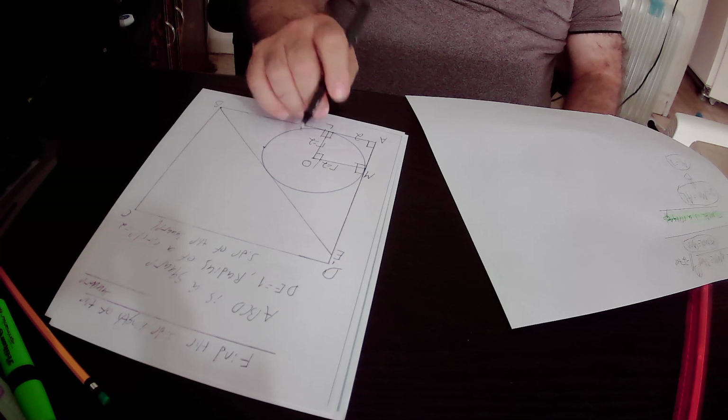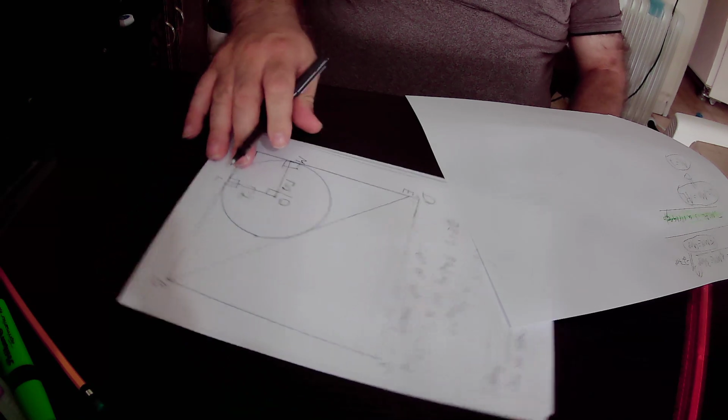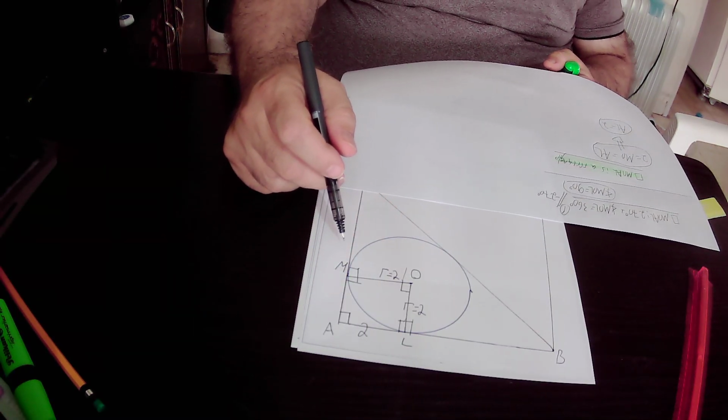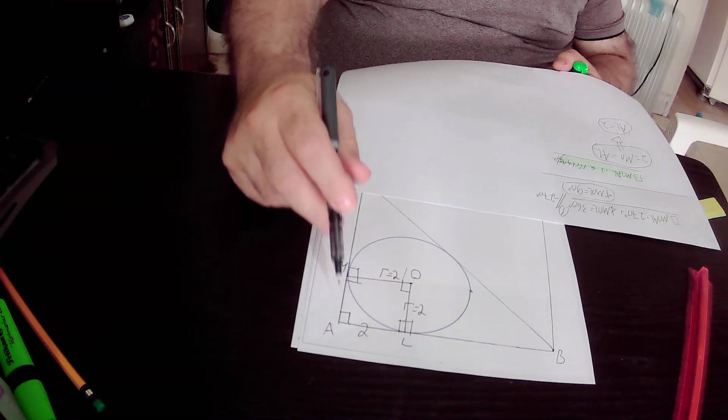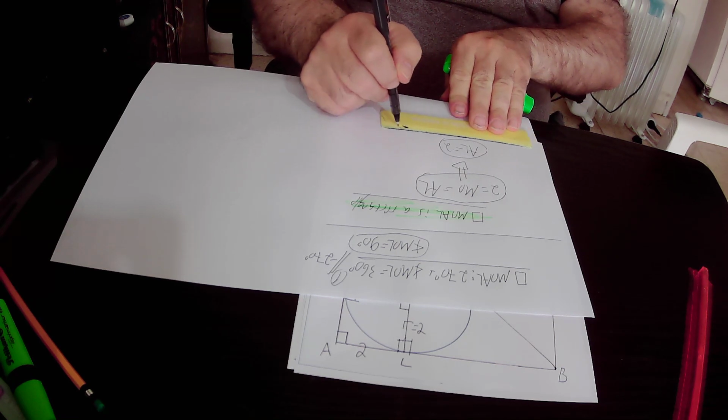So, according to the same rule that the opposite sides of a rectangle are equal to each other, we will get that OL equals MA.